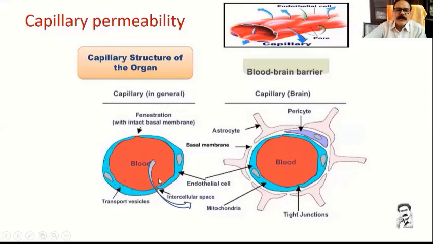This is the logic you are supposed to remember. When you have a slit, it can easily go, and slits are available in the capillaries of all organs except the brain. So BBB, that is the blood-brain barrier. If a drug crosses this, only then from blood will it get into the brain. That is the logic you try to remember.